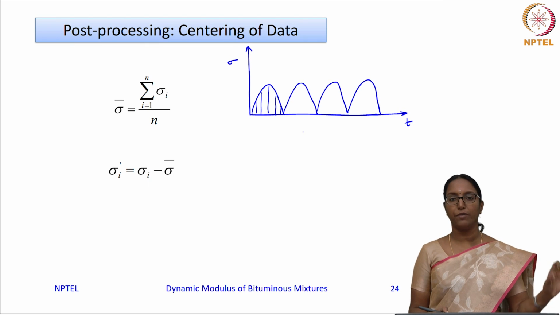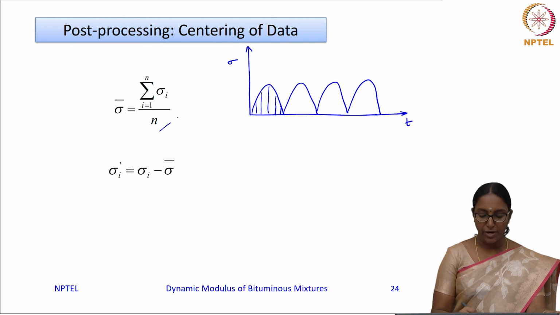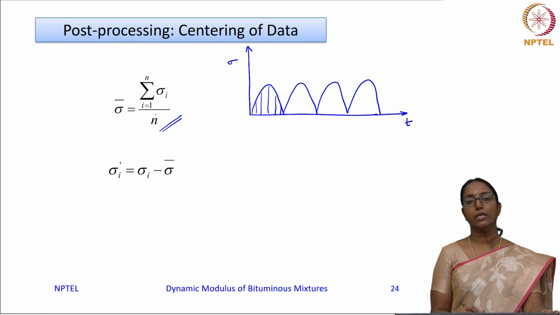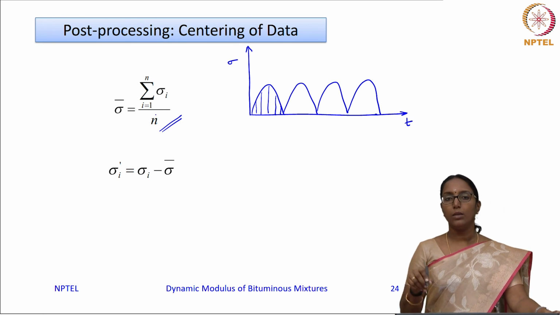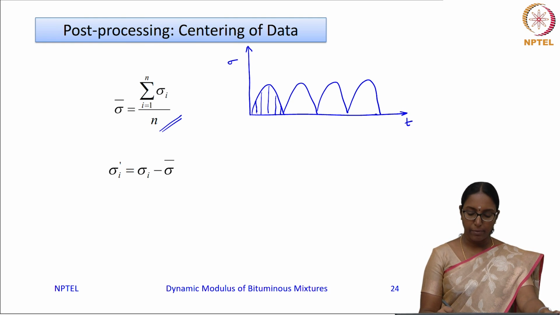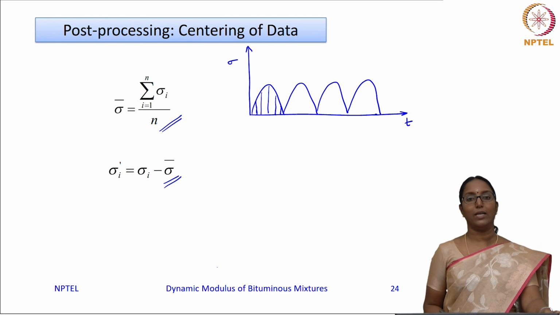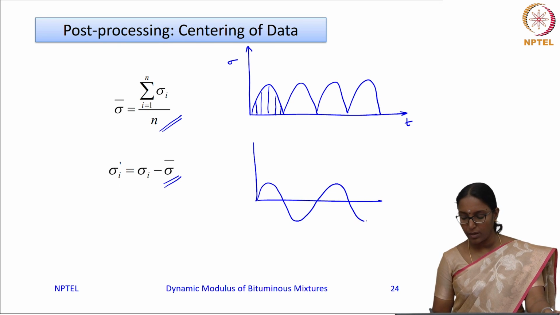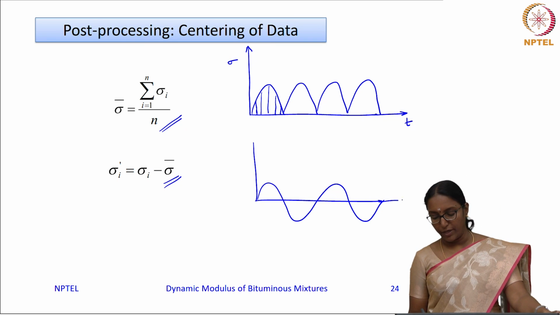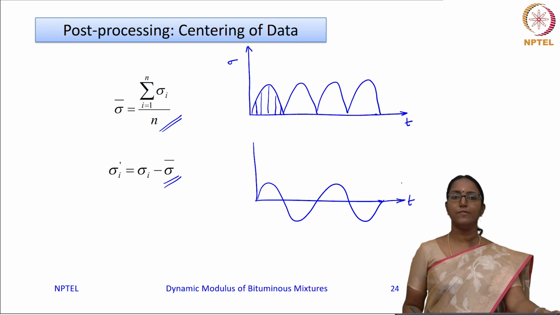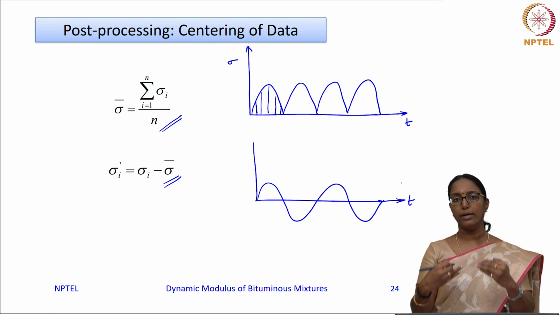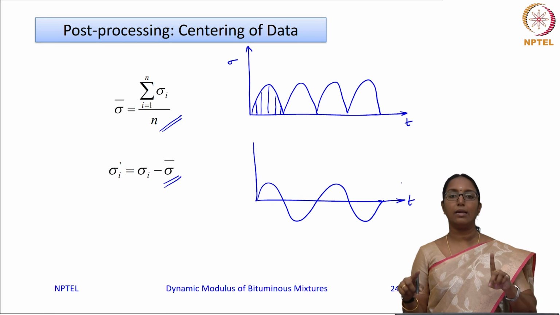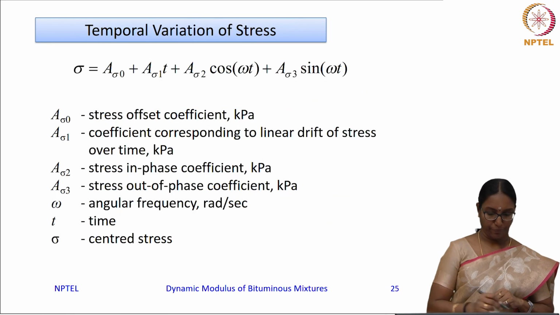Likewise, for all the stress data you have collected, you average it out. So this is the sum of sigma i by n, which will give you the average stress value. Then from every data point you subtract that average stress value. So your data becomes something like this. What you have done is simply shift the origin a little higher, so that the response remains the same, but you can represent it in the form of a sine wave.